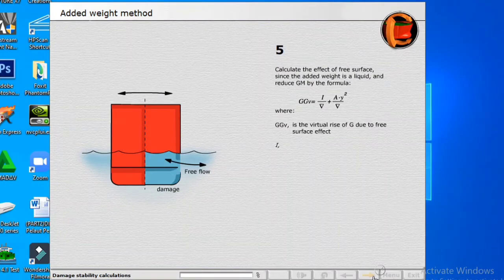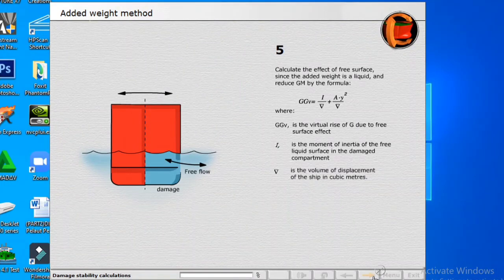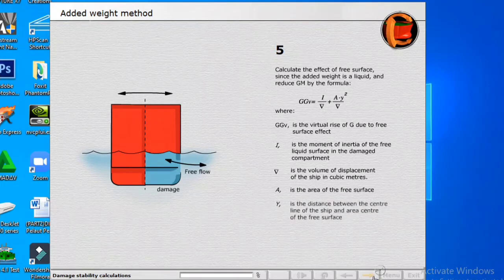I is the moment of inertia of the free liquid surface in the damaged compartment. This symbol is the volume of displacement of the ship in cubic meters. A is the area of the free surface. Y is the distance between the center line of the ship and area center of the free surface.